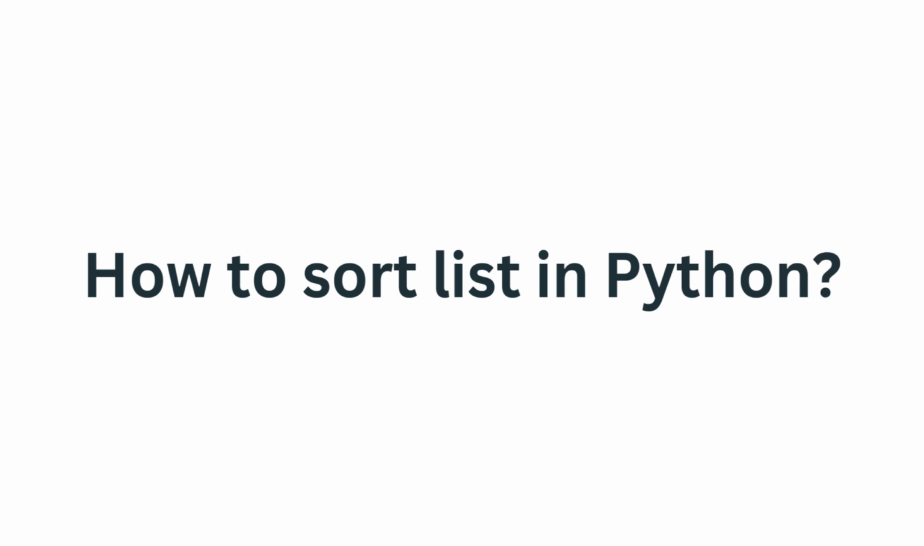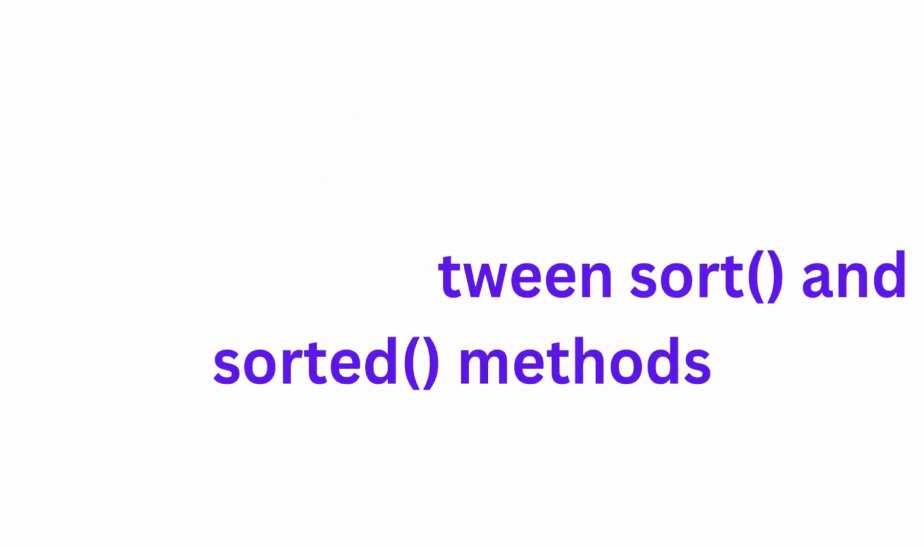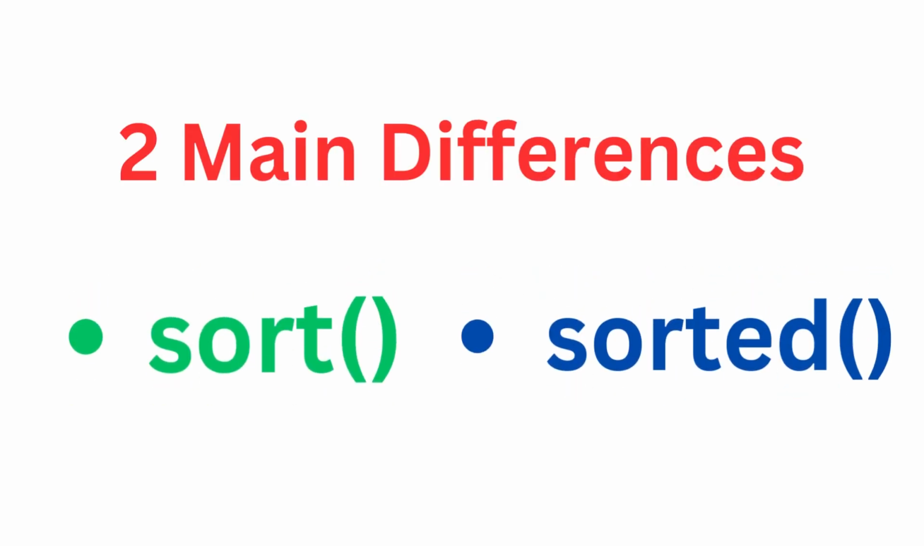In this video, we're gonna see how to sort your list in Python. There are two methods. One is the sort method, the other one is the sorted method. We're gonna see the differences between sort and sorted method as well. We're gonna see a few different ways to sort your list. So let's begin with the differences between sort and sorted method.